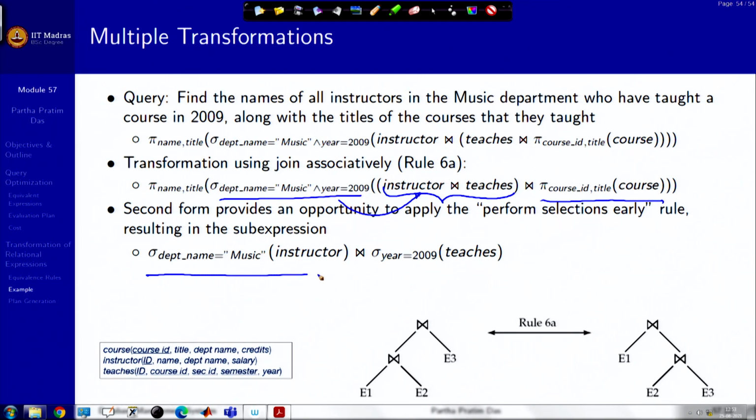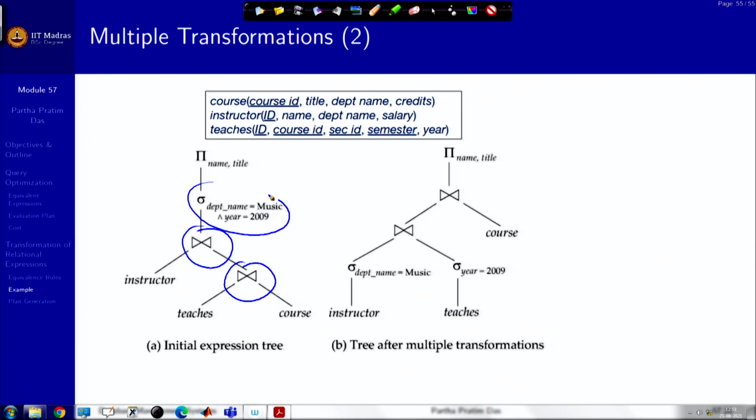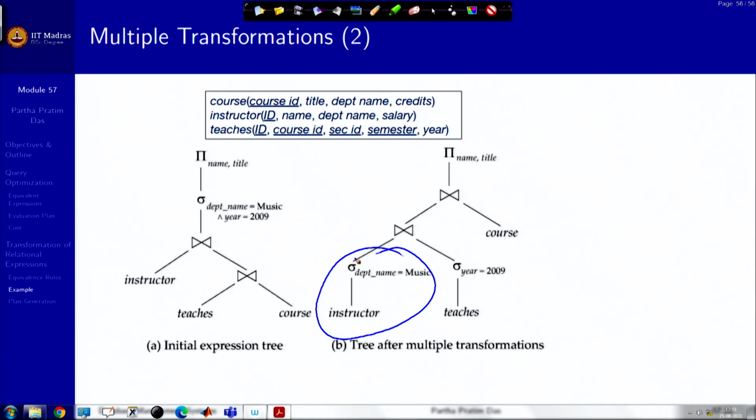So, that results in both of these relations first performing a selection, making the set really small, and then doing the subsequent join. This was the original tree: it was doing the first join here, the second join here, then the selection, then the projection. Now, what you are doing? You have pushed this down. So, you are doing a selection on the instructor, a selection on the year, then doing this join, which you have changed by the associativity rule, and then joining with the course and doing the projection on name and title.